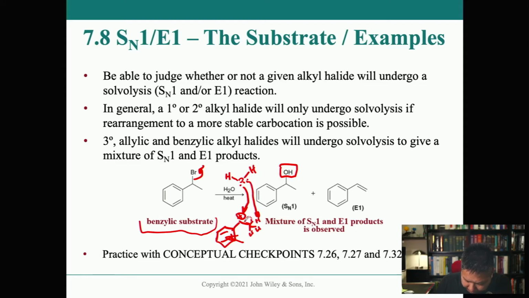That bond comes down there, giving you the E1 product. Right? The E1 product. Both are observed. So conceptual checkpoints 7.26, 7.27, and 7.32 on Y plus just for you, and all the answers are there. I don't know if their answers are there, but Y plus is very helpful.